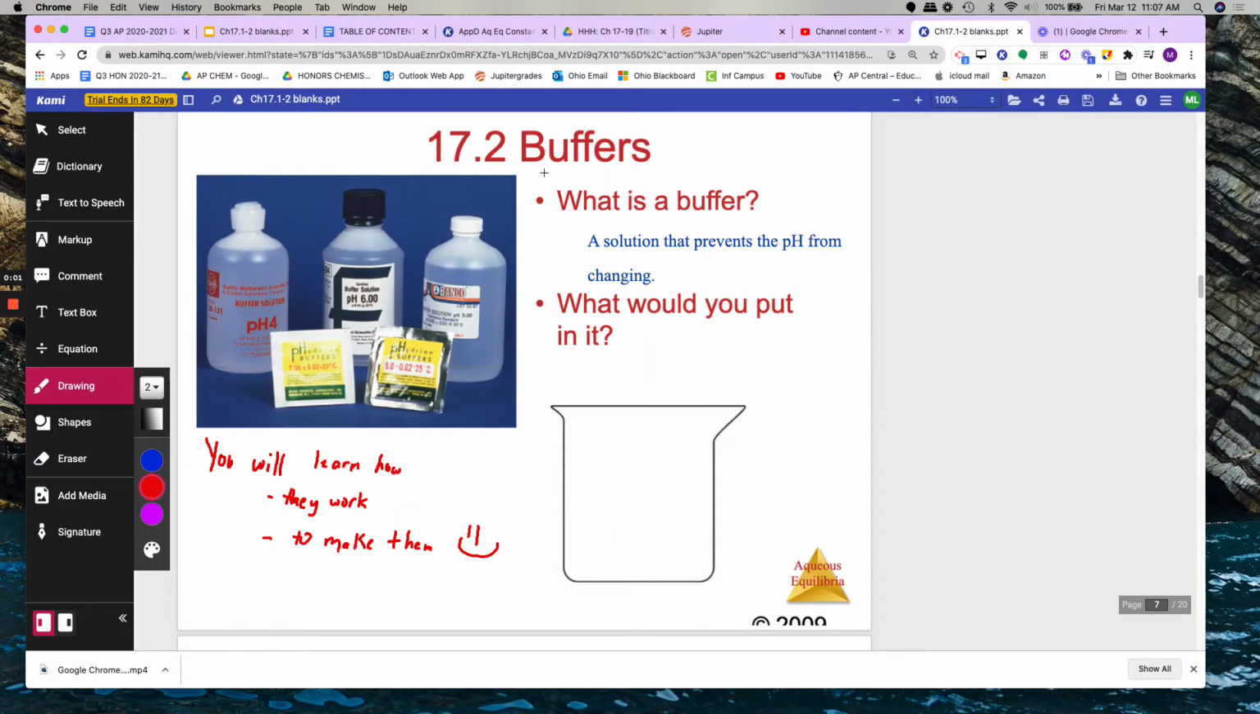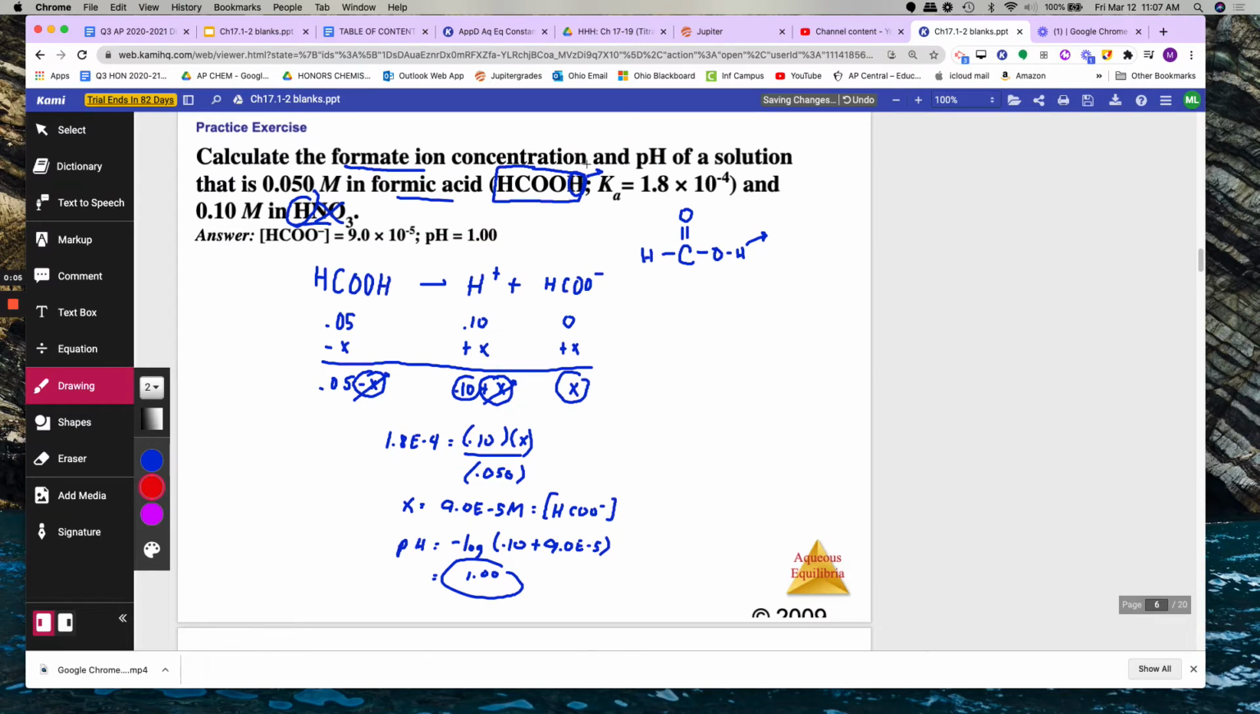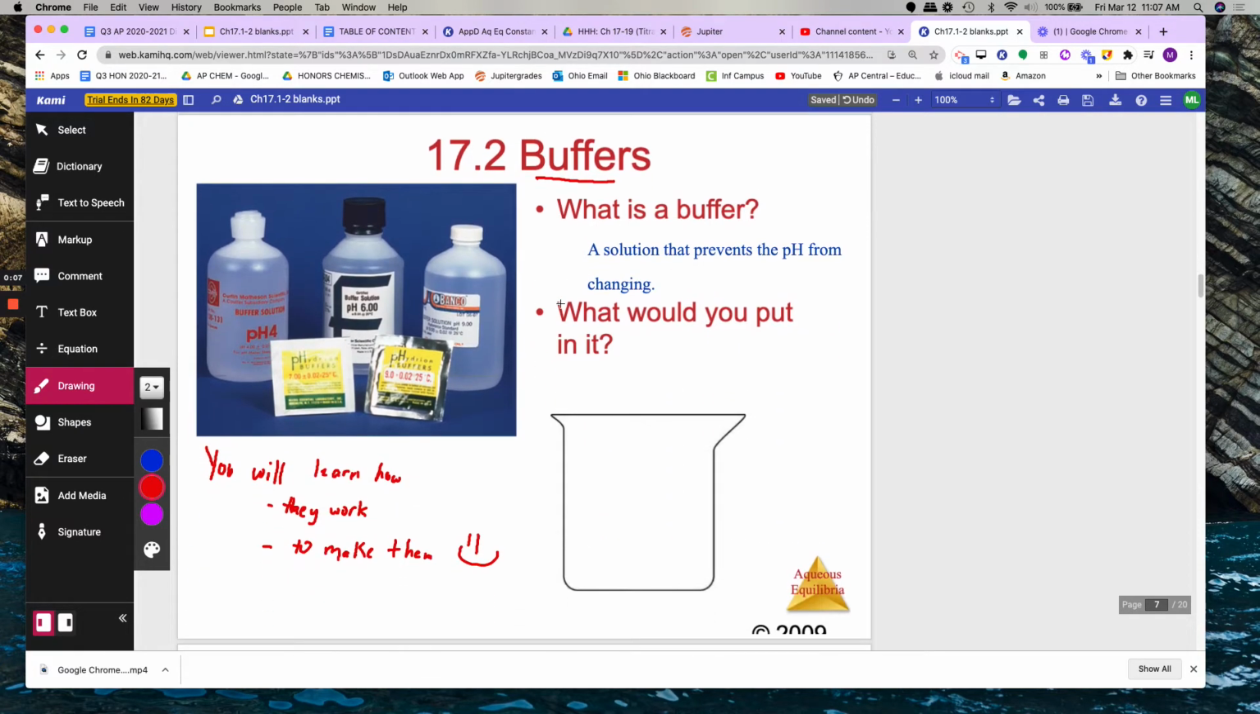So let's talk about buffers. Buffers usually use the concept of the common ion effect to make them work. First, what is a buffer?